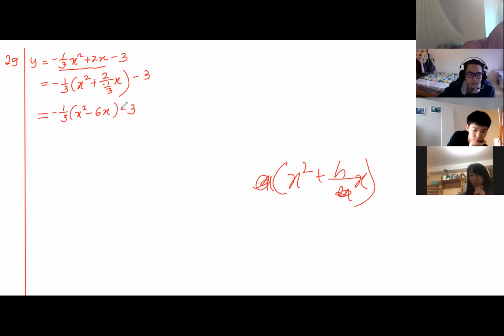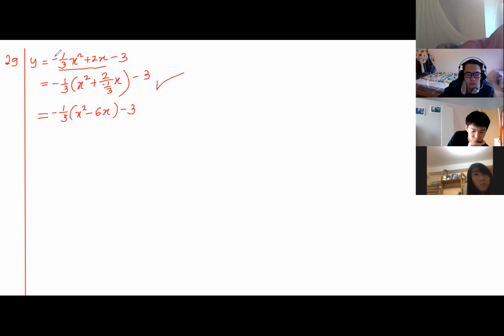Is that clear? So please don't feel shy to write this step. Just remember, when you factorize A, B will be divided by A. In this case, your B is plus 2, divided by the fraction negative 1 over 3. Okay, let's move on.